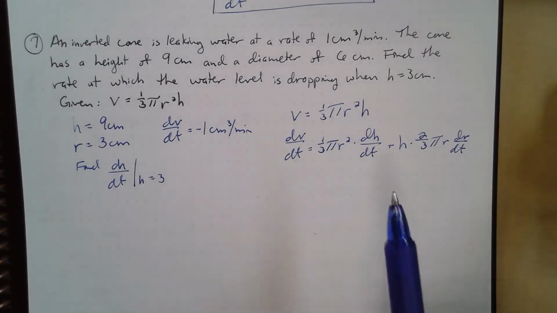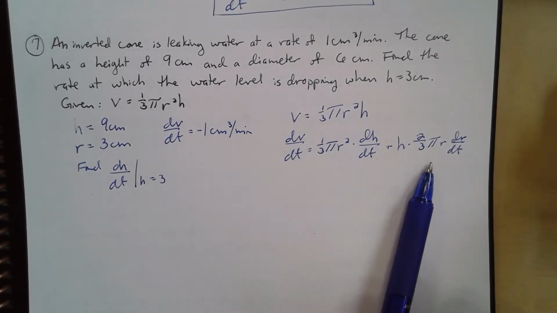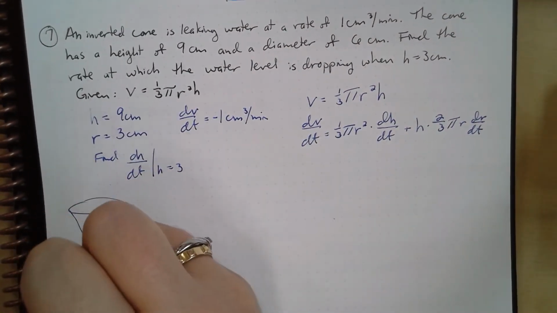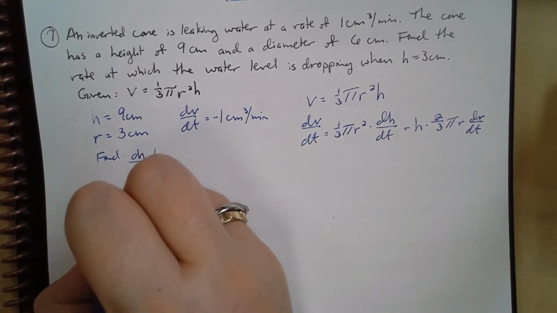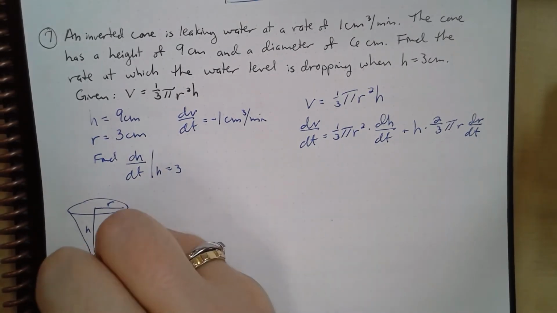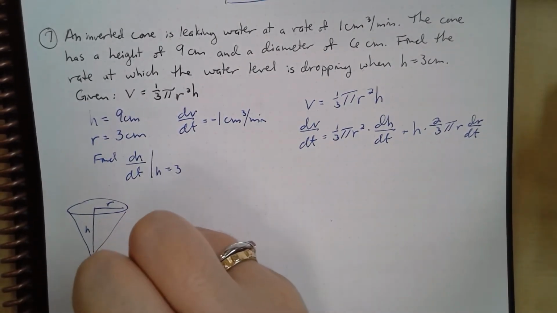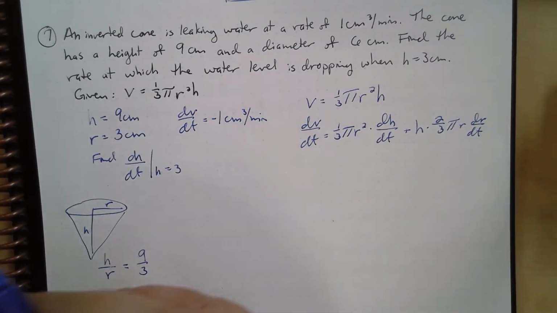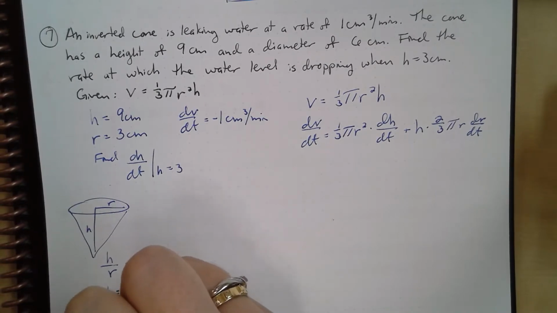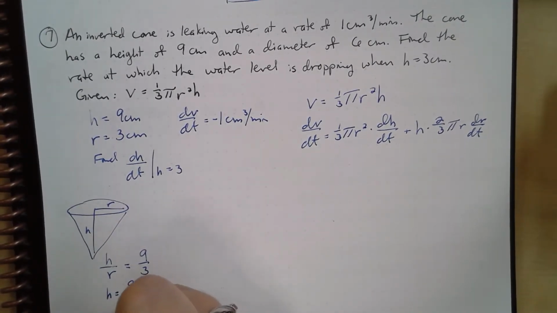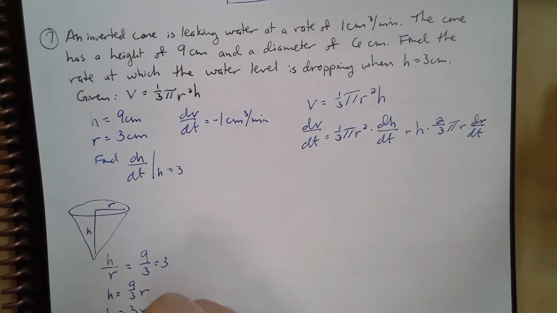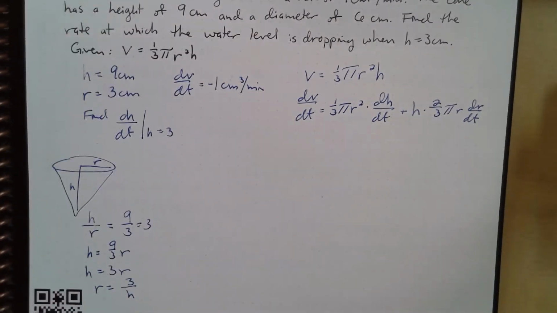Before we can keep doing this, I'm given my h, but I don't have an r. I don't have a value for that, so I need to find r in terms of h. I'm going to draw my cone here. Here's my height h, and here's my radius r. So my ratio of this cone is that h is to r just as 9 is to 3, because I was given those for the height and diameter of the cone originally. So h is equal to 9/3 r, which is equal to 3, so h is equal to 3r, or I can say that r is equal to 3 over h. And I think that might be easier to use.